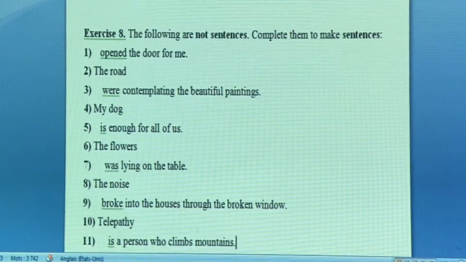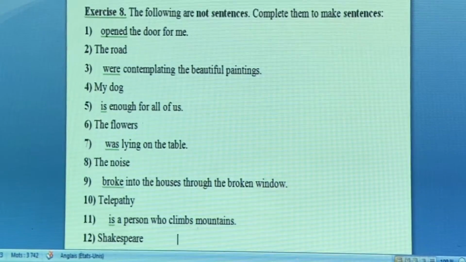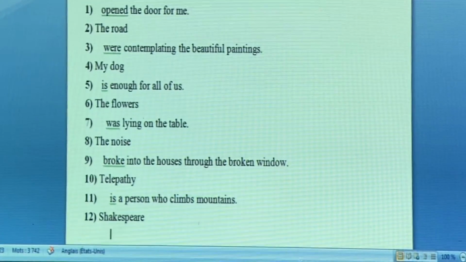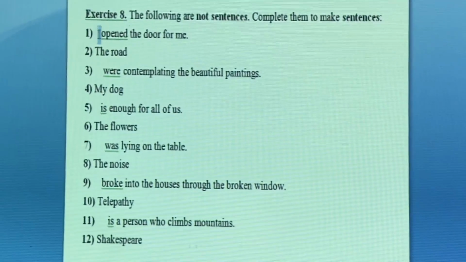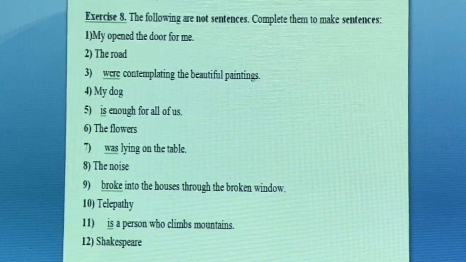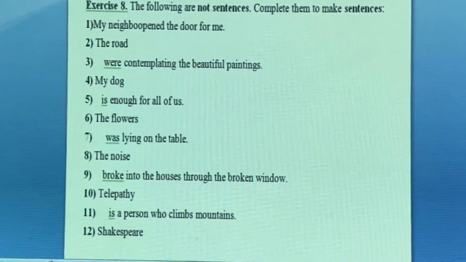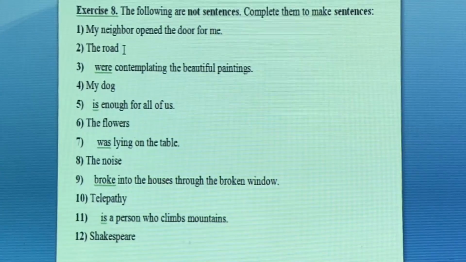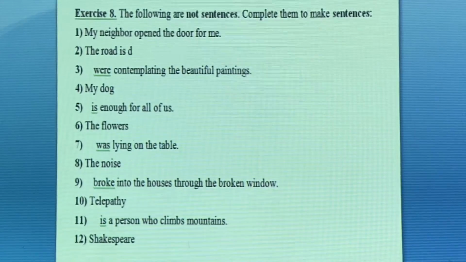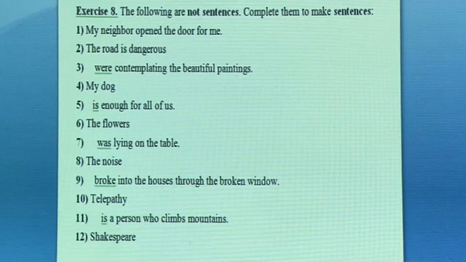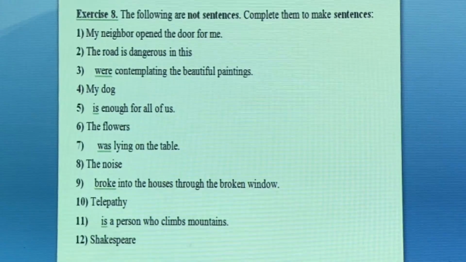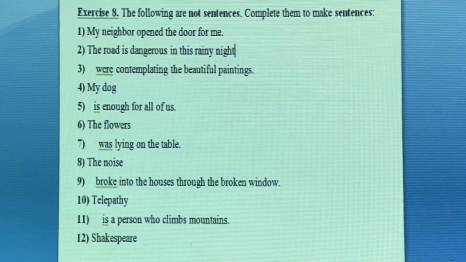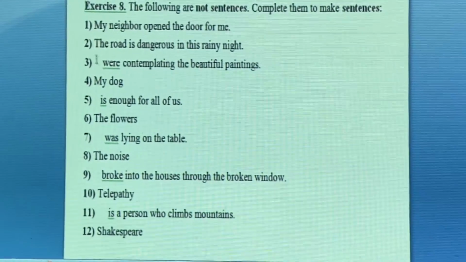In this exercise again, we have sentences that are not complete. Like the previous one, we have to make them sentences. They are not sentences, we have to make them sentences. Open the door. So you can say, my neighbor opened the door for me. The road, you say the road is dangerous in this rainy night. The road is dangerous in this rainy night.